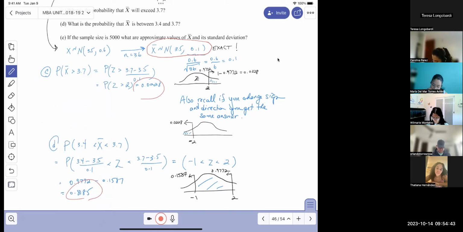Okay. So it's repeating what we learned about the normal distribution, but we have to create our normal distribution from the rule of the sampling distribution of X bar.